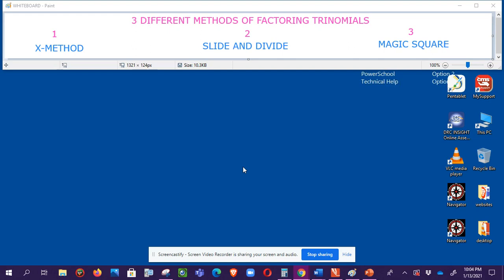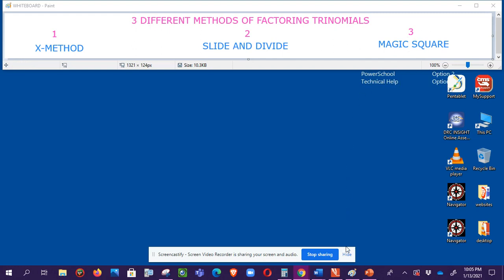X method is the most popular one. This is the X method. Sometimes it is called the X game method. Slide and divide, which is the second method, looks like the same process as the X method, but it will give you more precise steps in factoring. The third one is what you call magic square, the generic way of factoring and most loved method, especially if you have a big A and C value in the trinomial.